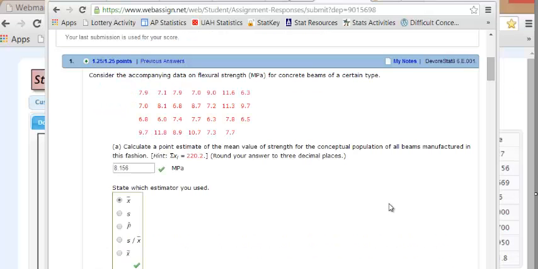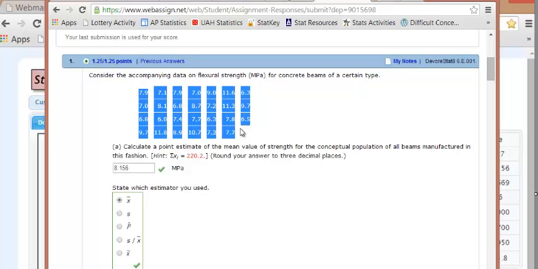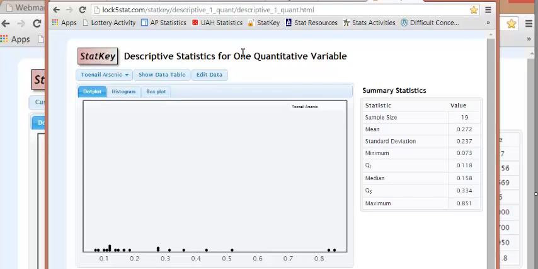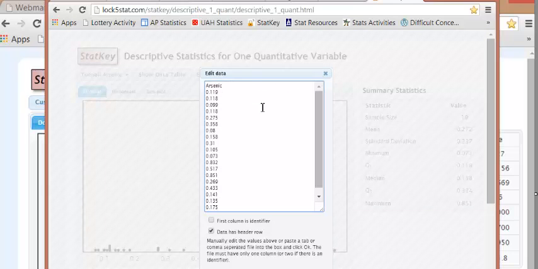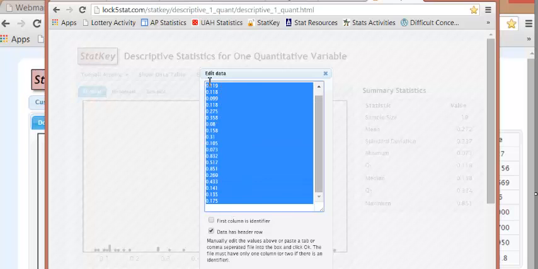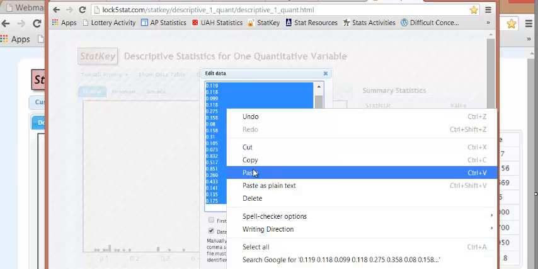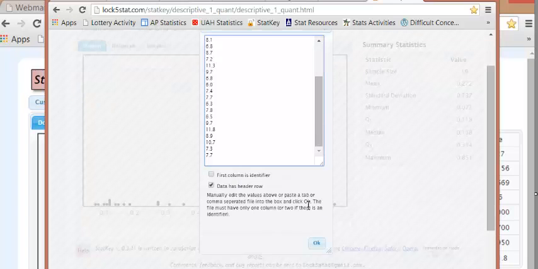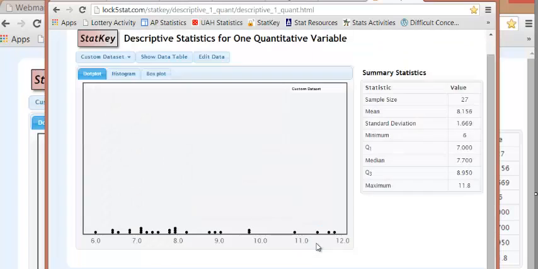In this case I'm using the stat key. The first thing I'm going to do is copy my data using my right click options. Then I'm at the stat key, and you can just copy the URL there. I'm going to hit edit data. I don't care about the data label, but it likes it in there. And I'm just going to right click and paste my data in. Once that is complete, I'm just going to say OK. It's going to run some statistics on my data.